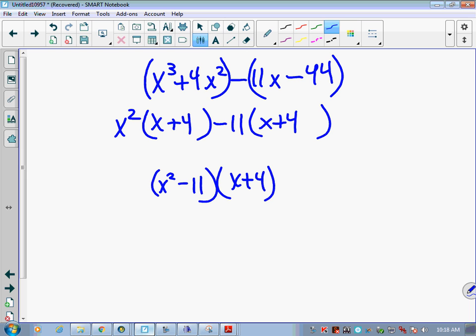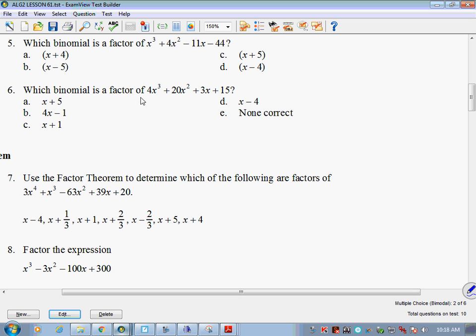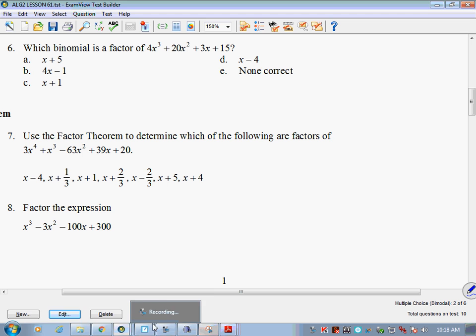So it says which binomial is a factor. Let's look back at question number 5. Which one worked there? X plus 4, right? Because we had two factors. We had x squared minus 11 and we had x plus 4. X squared minus 11 isn't up there, but x plus 4 is. So x plus 4 is a factor. All right, let's keep going.